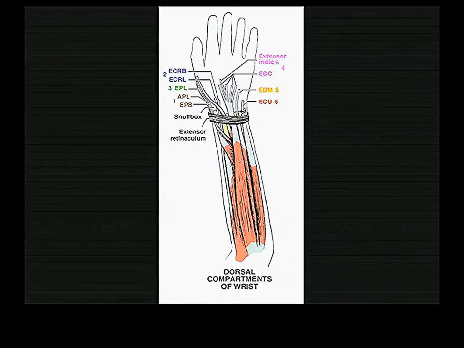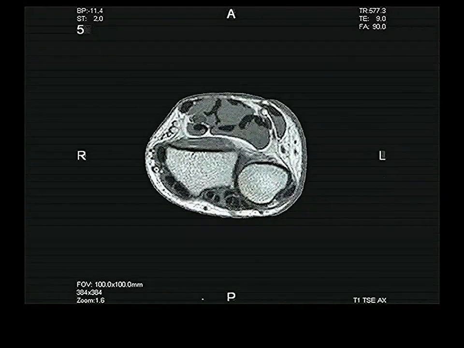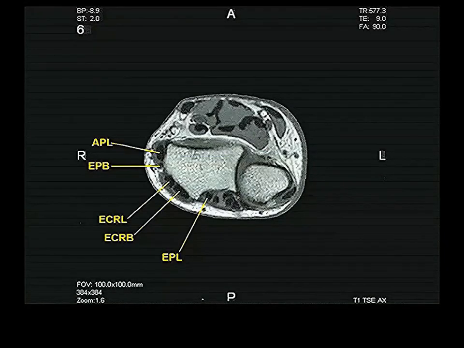And the first one passes abductor pollicis longus and extensor pollicis brevis. You'll see that today. Second passes extensor carpi radialis brevis and extensor carpi radialis longus. Third passes extensor pollicis longus. Fourth passes extensor digitorum communis and extensor indicis. Fifth passes extensor digiti minimi. Sixth, extensor carpi ulnaris.